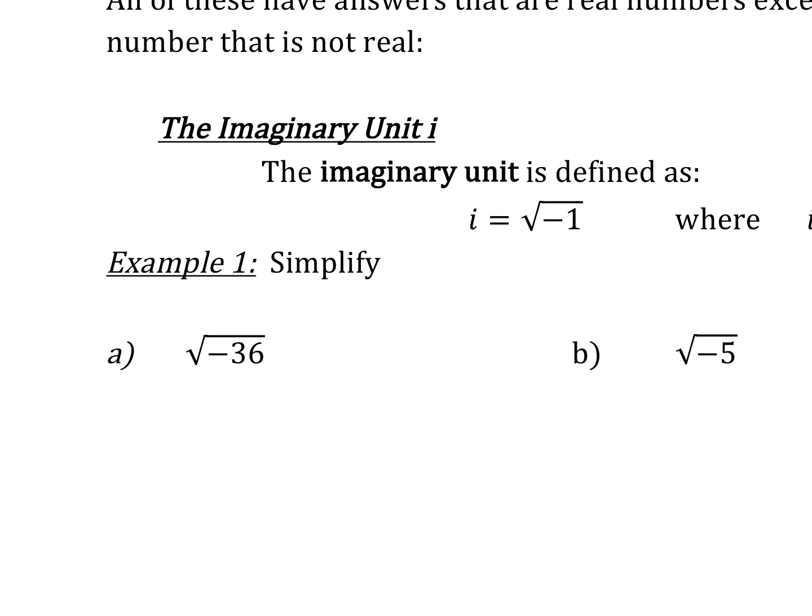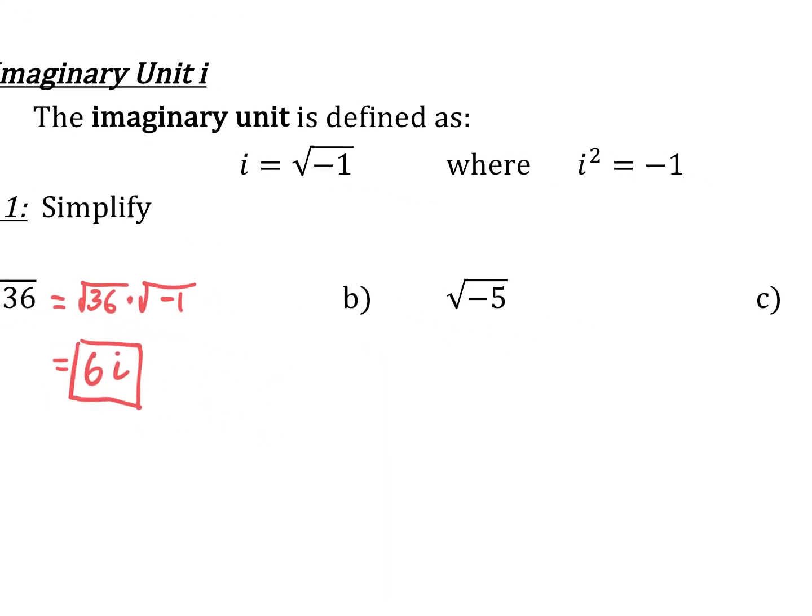So how can we use this? Well, now if we have the square root of negative 36, we can write this as the square root of 36 times the square root of negative 1, right? There's our product rule. The square root of 36 is 6, and the square root of negative 1 is i. So the square root of negative 36 we'll write as 6i.